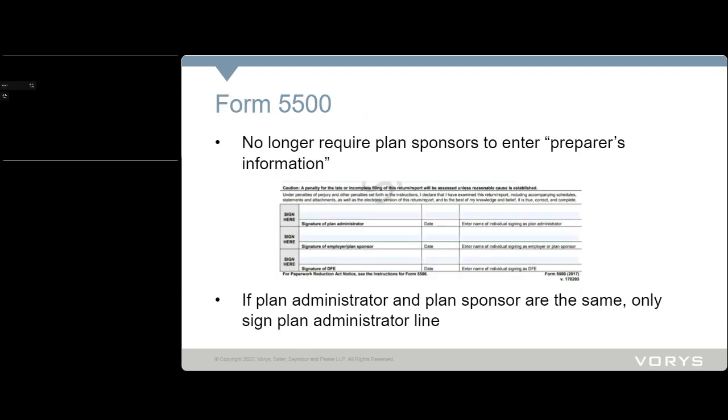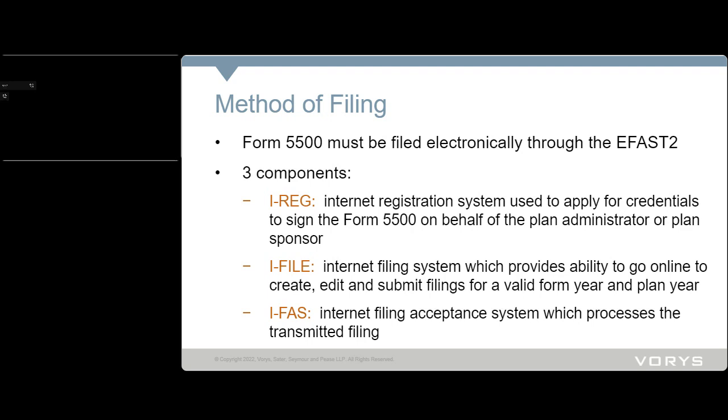Again, on the Form 5500, we just wanted to point out, and this has been for a couple of years now, the plan sponsor is no longer required to enter preparer information. And everybody should be aware that the 5500 must be filed electronically through EFAST. There are three components of that: iReg, iFile, and iFAST. So we summarized the different pieces there.